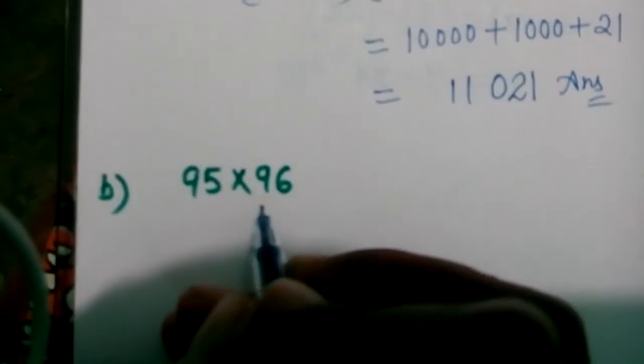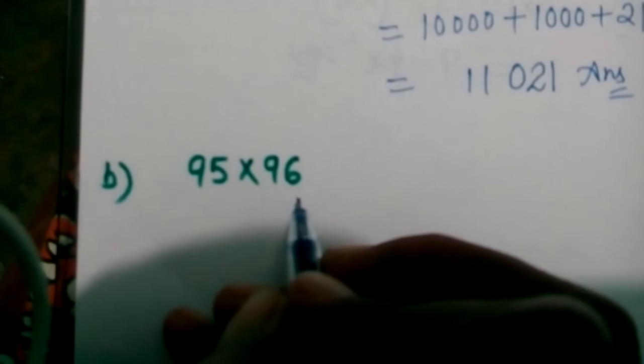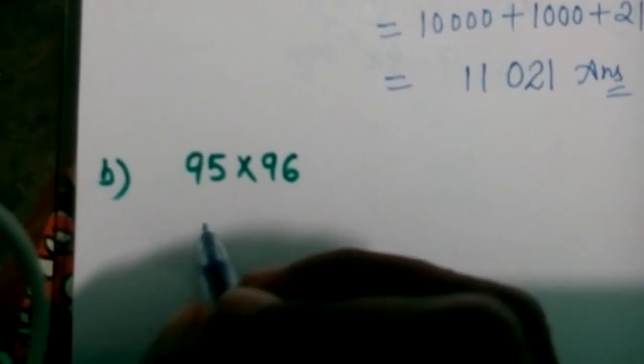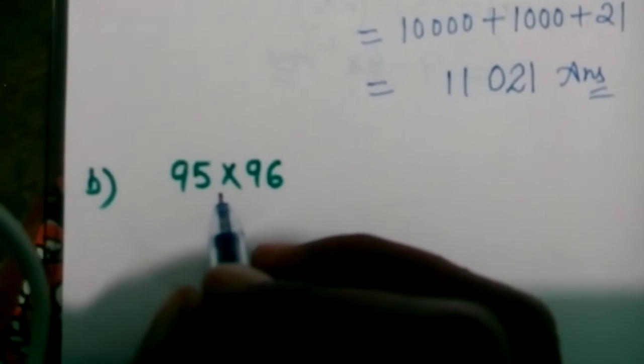Absolutely simple. Now let us try to find out this one. How can I write this? There are two ways. You can also write this as 90 plus 5 and 90 plus 6, but then finding the square of 90 will be difficult. So what is the easy way?